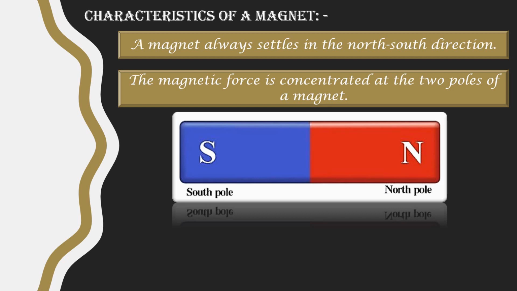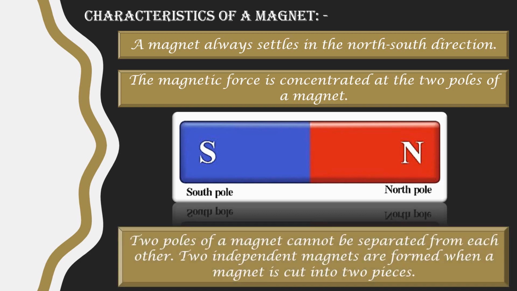Now the third characteristic is that the two poles of a magnet cannot be separated from each other, and two independent magnets are formed when a magnet is cut into two pieces.